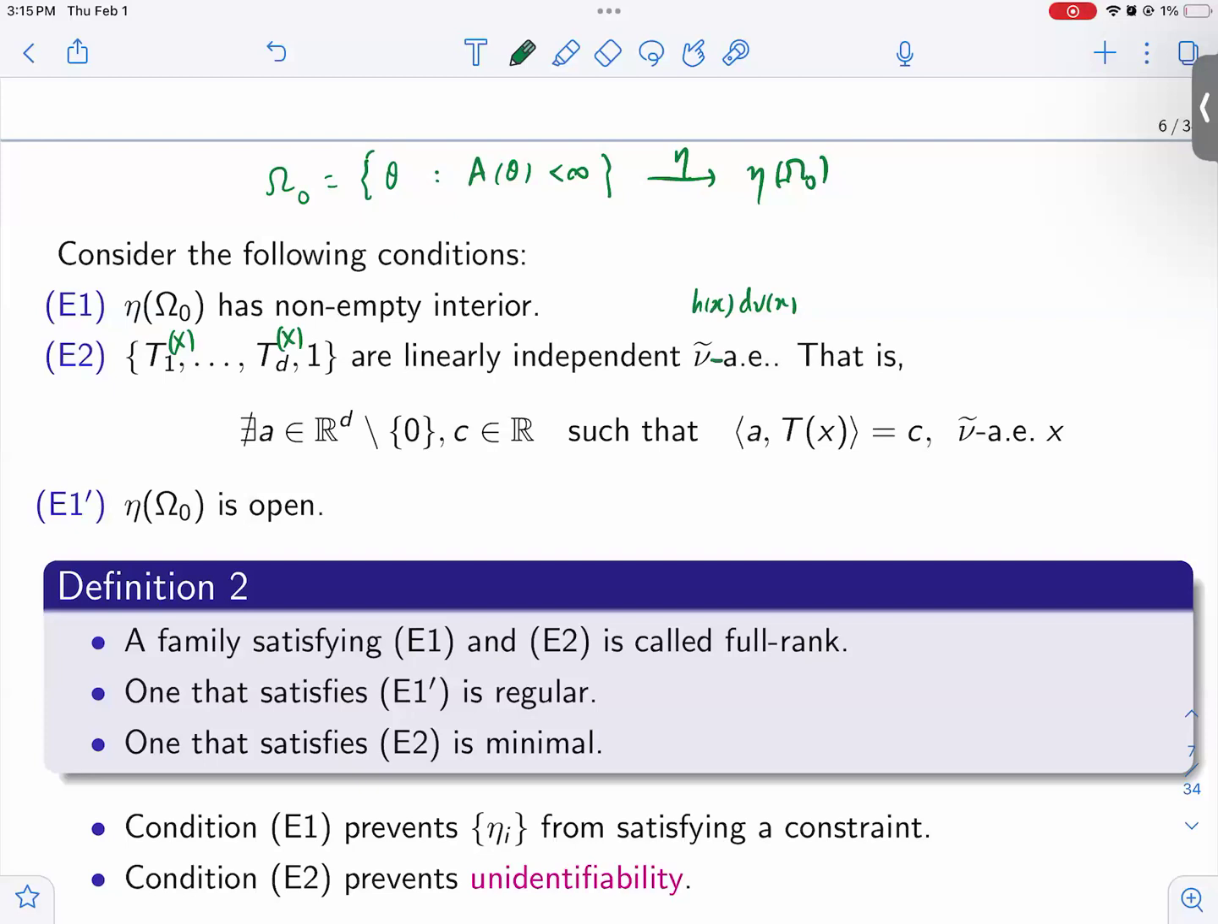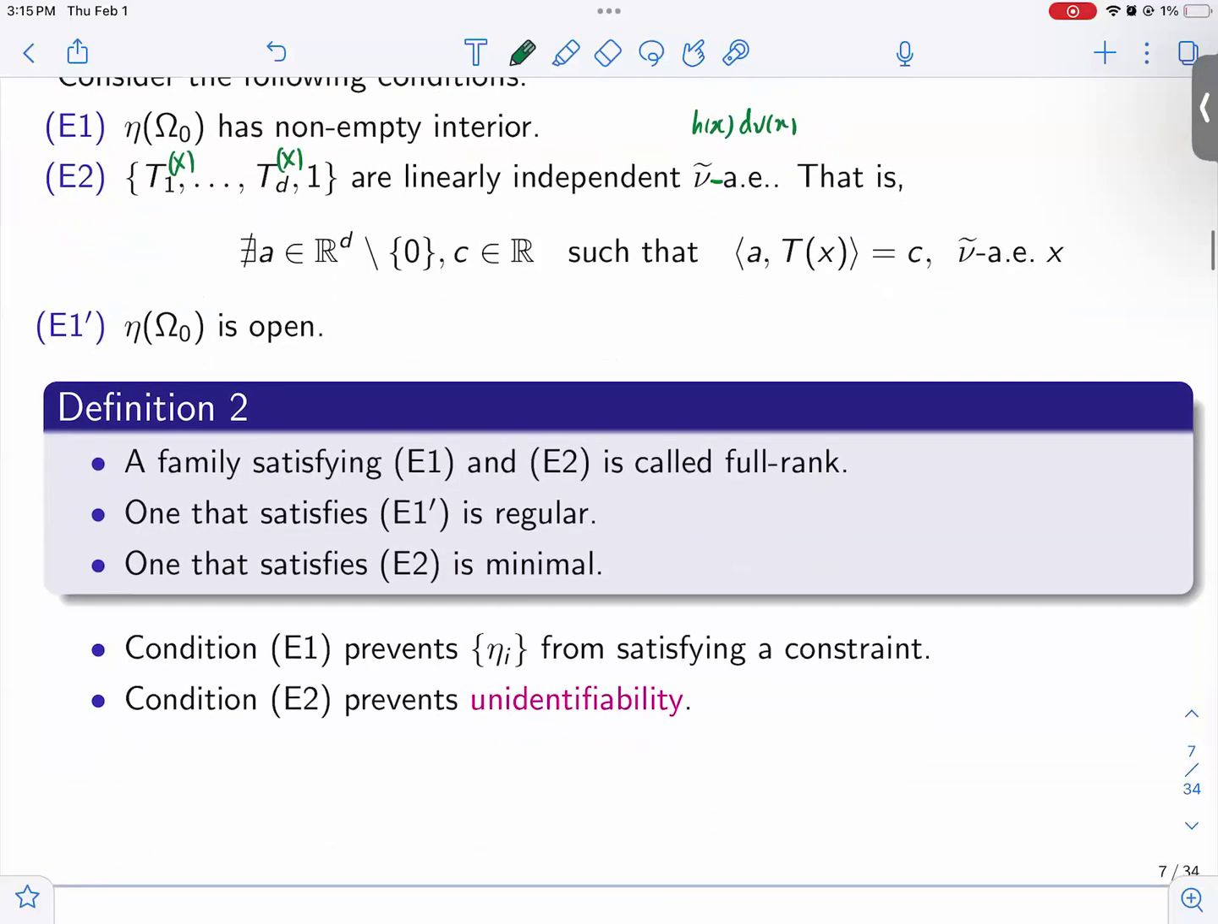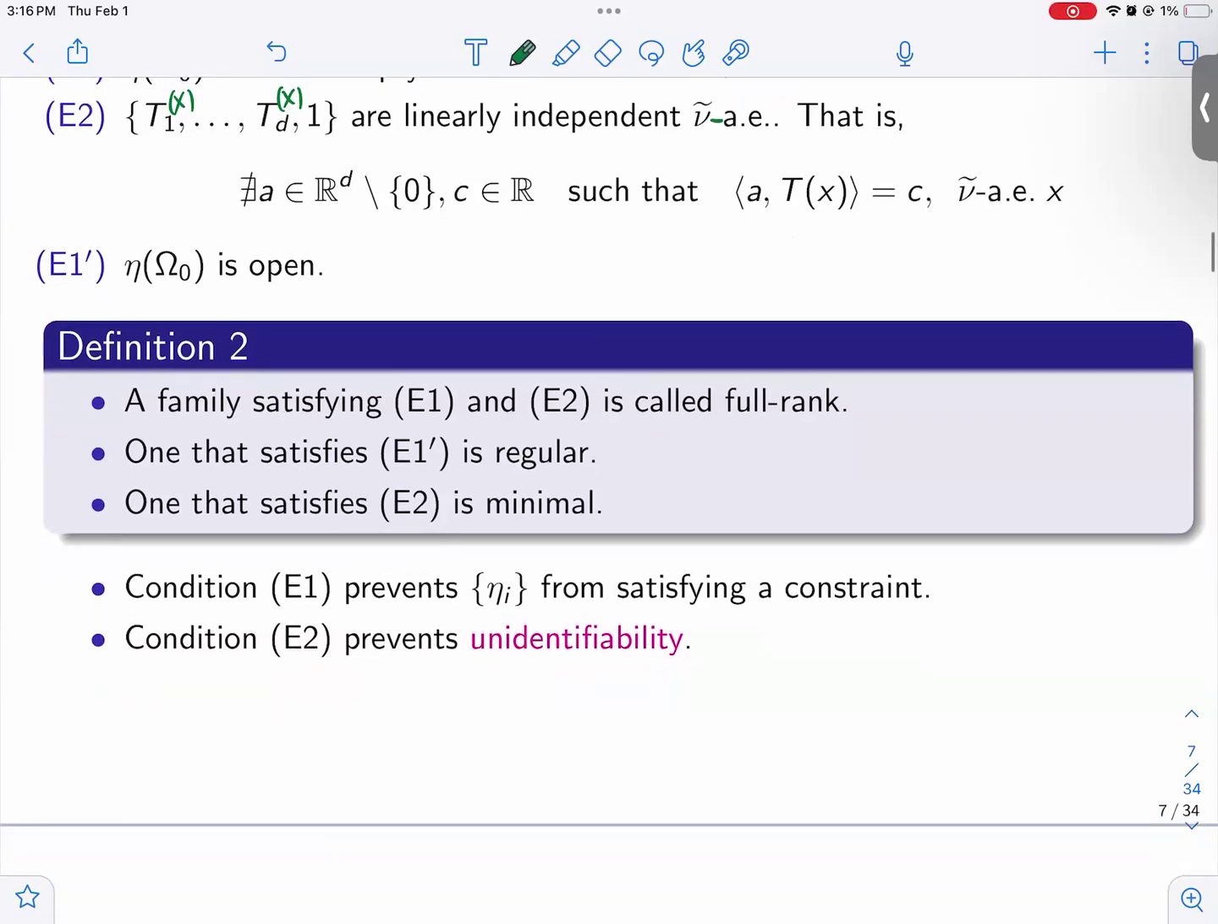There's another condition which is slightly milder. If eta of omega naught is open, then that sometimes is enough. A family that satisfies E1 and E2, we'll call full rank. Full rank exponential family, and we're going to work with these families. These have nice properties. There are some other terminologies. Some people call it regular, some people call it minimal. These terminologies are not consistent. Some people call it differently. E2 is very interesting because it prevents non-identifiability. If E2 fails, the model could be non-identifiable. And E1 prevents A from satisfying a constraint.